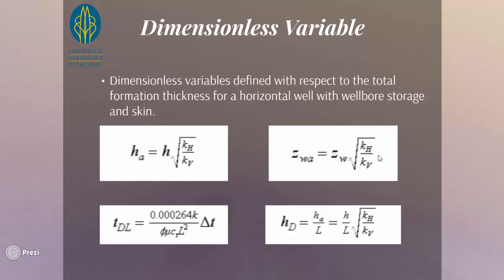No group of independent variables has been identified to provide a universal description of horizontal well responses as has been possible with most models. Many authors use the ratio Hd of the apparent thickness Ha of the previous equation by the well half length as the leading parameter of horizontal well behavior. And for this, Hd equals Ha over L, equals h over L times the square root of horizontal permeability over vertical permeability.